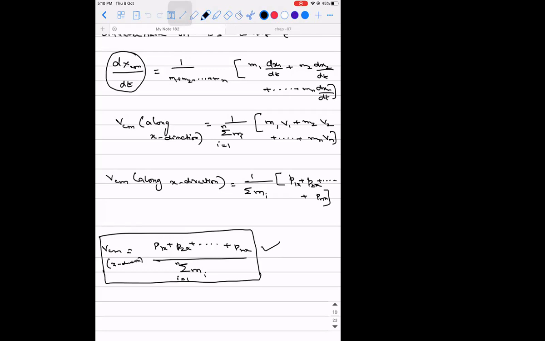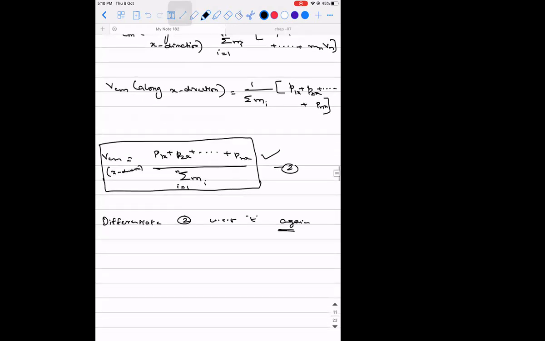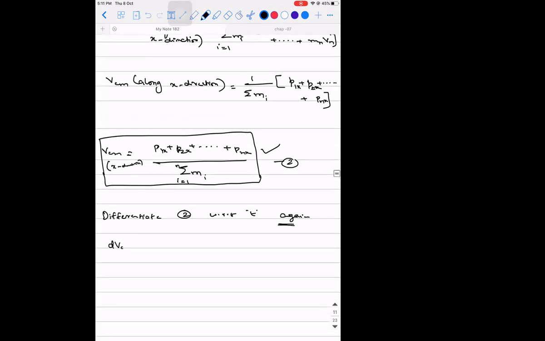Okay. I hope you finished it. Now the question is, if you differentiate the second equation with respect to time t again. Then you will get the derivative of the velocity of center of mass with respect to time is equal to 1 by sigma mi, where i is equal to 1 to n, and the derivative of p1 of x with respect to time plus the derivative of p2 of x with respect to time plus so on till the derivative of pn of x with respect to time.